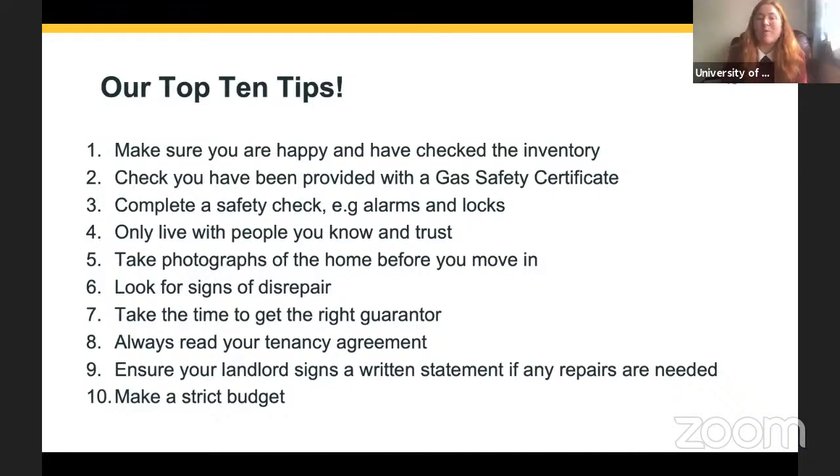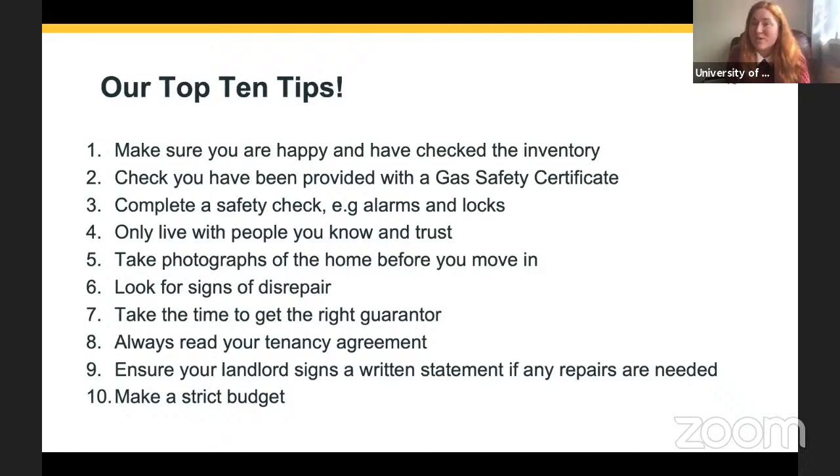We've also spoken a lot about getting a guarantor, but make sure you get the right guarantor for you. And even if it does take a little while, I think generally, Ruth will also say, it definitely pays off to get a good guarantor. And also, as Ruth has repeated many times, always read your tenancy agreement. It might be boring, it might have a lot of words that you don't understand, but it's important that we read it so we know what we're getting ourselves into.